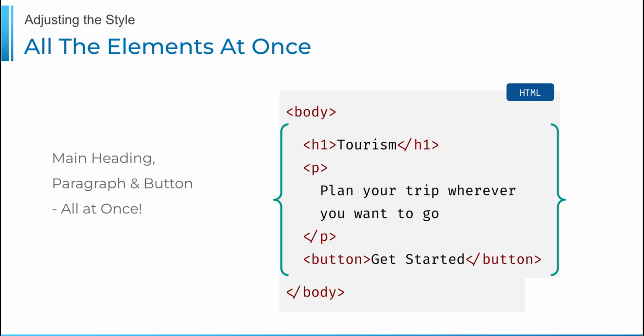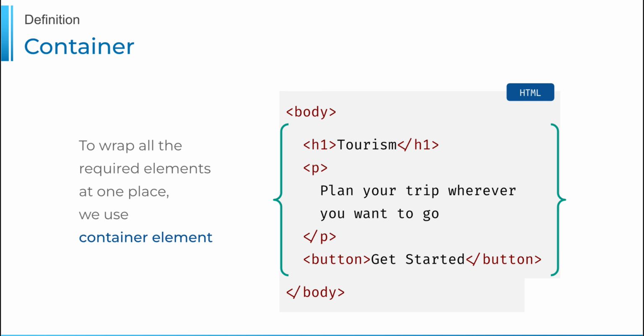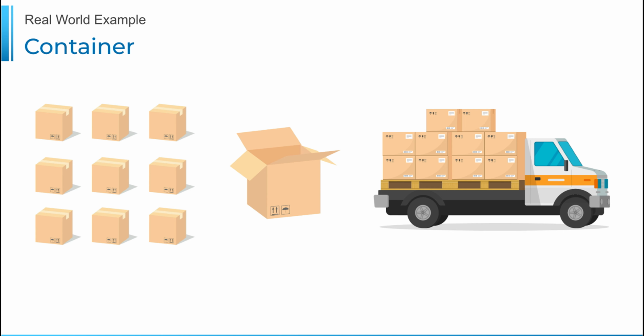So let's see how we can do this. For writing code all at once, we need to group all the elements in one place, which is called wrapping. And how can we wrap all the elements in one place? We can do this by using a container element. That means we are grouping all the elements at once in a container element. It is just like moving all the boxes at once in a cargo vehicle from one place to another, instead of moving boxes one by one, where the cargo vehicle is a container and all the boxes are the HTML elements.